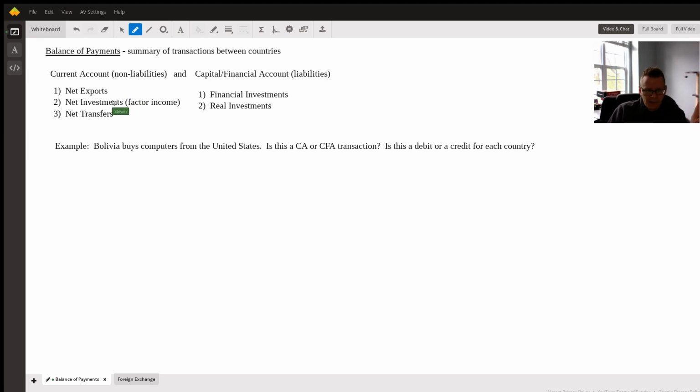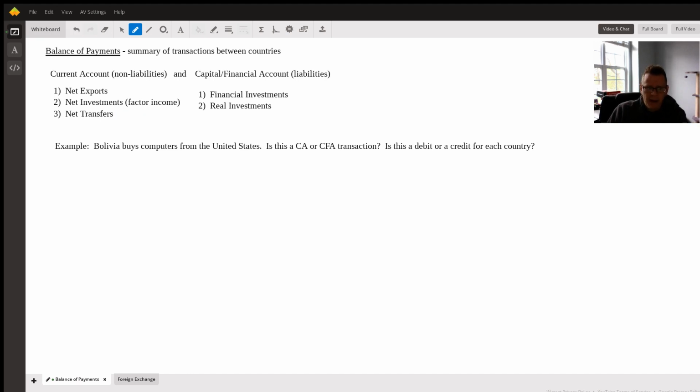Now, some examples of a current account would be net exports. This is the most common example given by the AP. They love to give exports and imports examples. So net investments, think of the factors of production. Think of rent paid for land and wages for labor and profit for entrepreneurship.